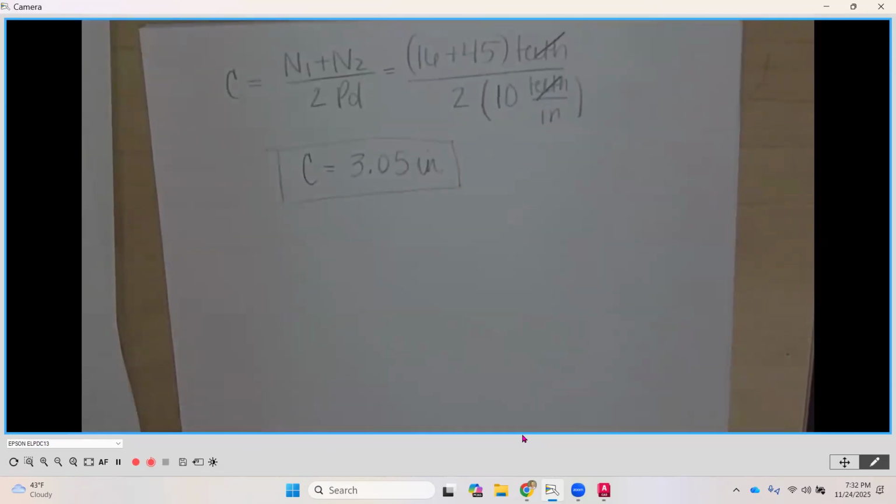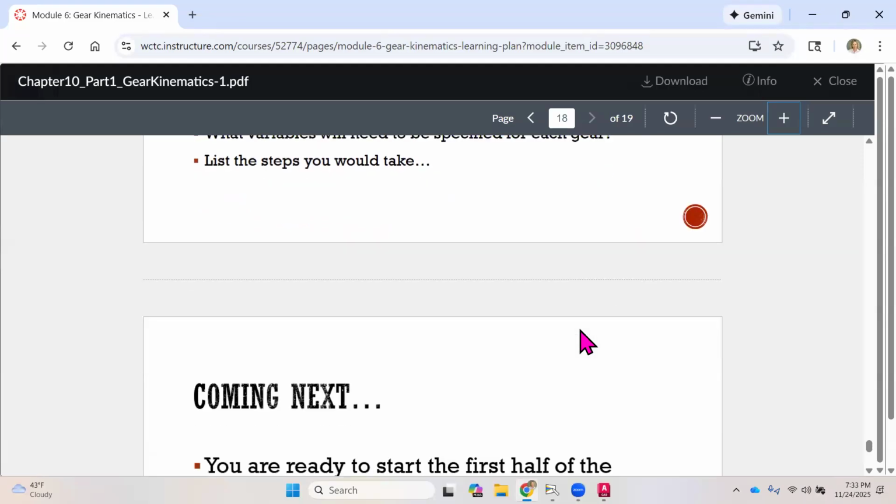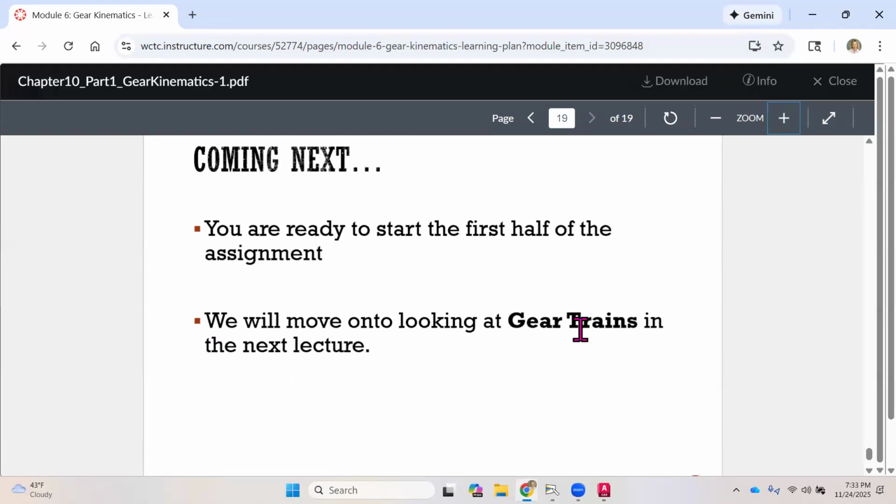Any questions on that example? Okay. All right. So then if we look at our PowerPoint presentation, that brings us to the end of our part 1 for module 6 here. So the next time that we get together, we're going to look at gear trains, and that's when we actually have sets of gears that are going to be together, kind of strung together, if you would.